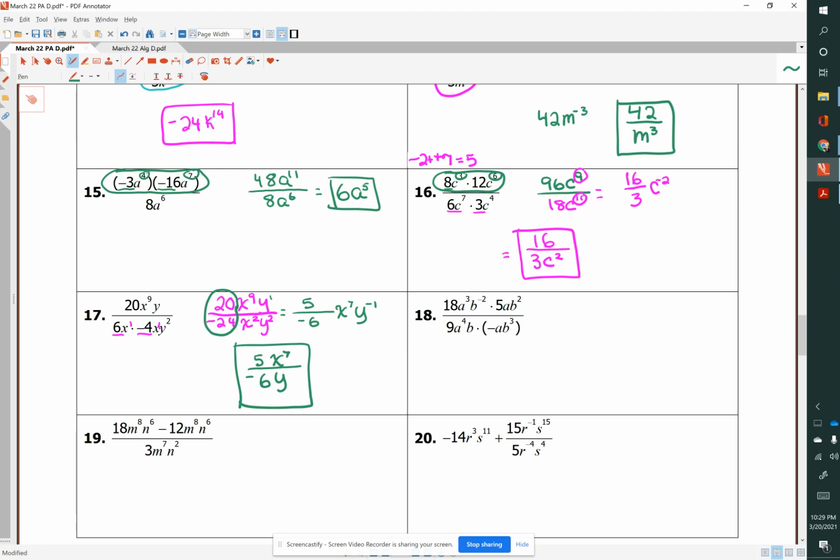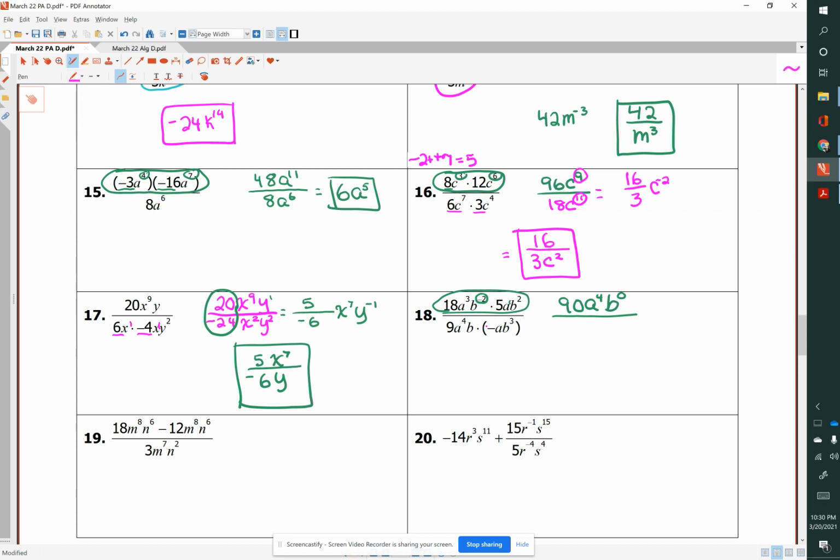So number 18, let's work with the numerator first, and then we'll go to the denominator. 18 times 5 is 90. A to the 3rd times a with an invisible 1. So that would be a, 3 plus 1 is 4. And b to the negative 2 power times b to the 2nd power is going to equal negative 2 plus 2, that will be 0. So b will eventually go away because it equals 1. Well, we have to see first what's in the denominator.